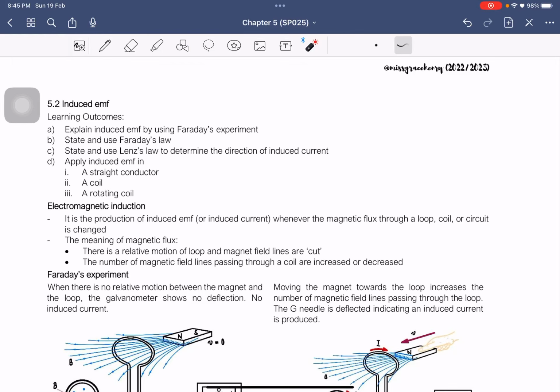Subtopic number 2, which is on induced EMF. In this subtopic, you have to be able to explain induced EMF by using Faraday's experiment, state and use Faraday's law, and state and use Lenz's law to determine the direction of induced current, and lastly, apply induced EMF in a straight conductor, a coil, and a rotating coil.